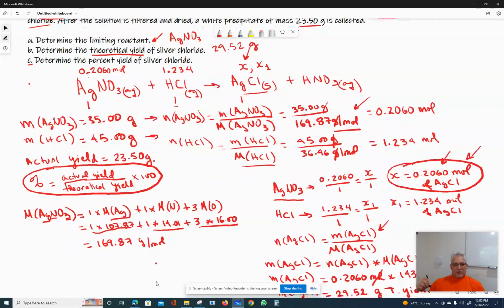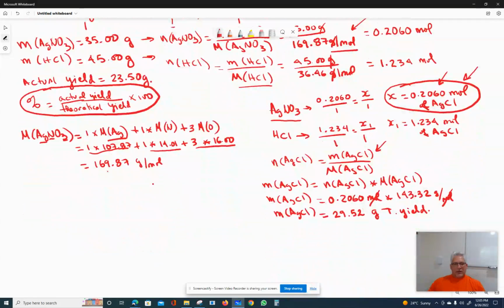I'm going to scroll up a little bit, and they gave me the actual yield. So percent yield will be equal to the actual yield, 23.50 gram, over the theoretical yield. That's the max amount of silver chloride that I can get. Gram and gram cancel out, times 100, and dividing the two of them. Let's do the division.